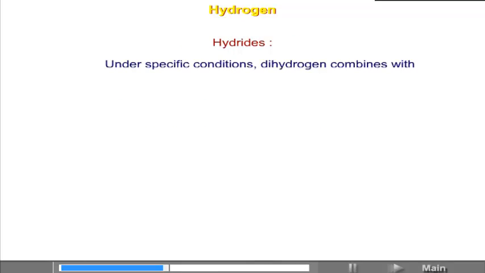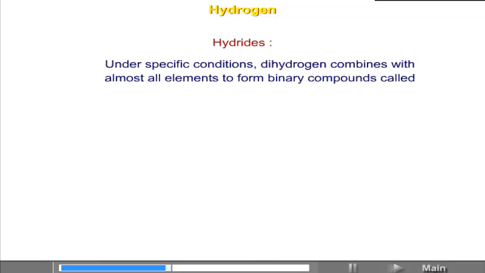Hydrides. Under specific conditions, dihydrogen combines with almost all elements to form binary compounds called hydrides. For example, lithium hydride, LiH, magnesium hydride, MgH2, B2H6, that is boron hexahydride, etc.